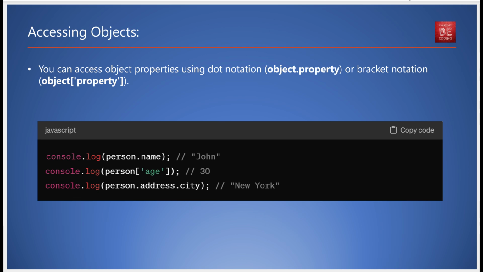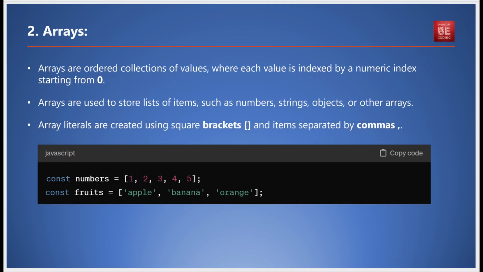Output. Now, let's shift gears to arrays. Arrays are like a well-organized bookshelf, an ordered collection of values, each indexed by a numeric index starting from 0. Arrays are the perfect choice when you need to store lists of items, be it numbers, strings, objects, or other arrays. Creating an array is straightforward with square brackets and items separated by commas.